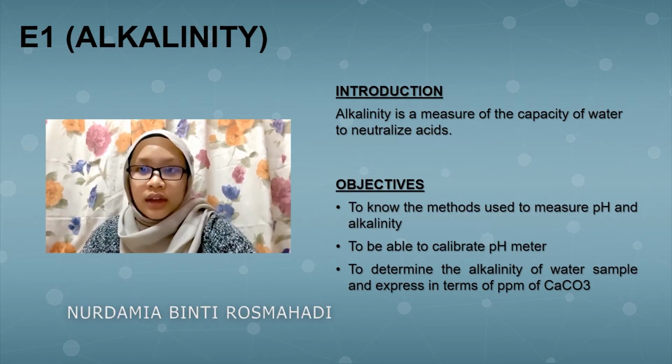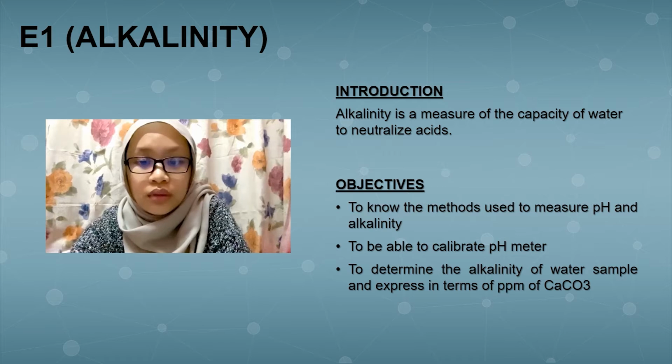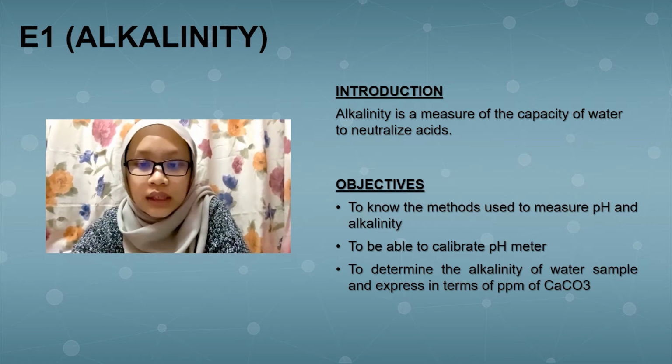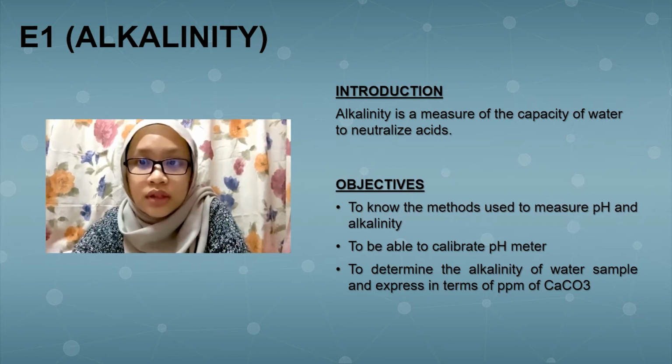Introduction for alkalinity. Alkalinity is a measure of the capacity of water to neutralize acids. The objectives for alkalinity: first, to know the methods used to measure pH and alkalinity, to be able to calibrate the pH meter, and to determine the alkalinity of a water sample and express it in terms of ppm of CaCO3.